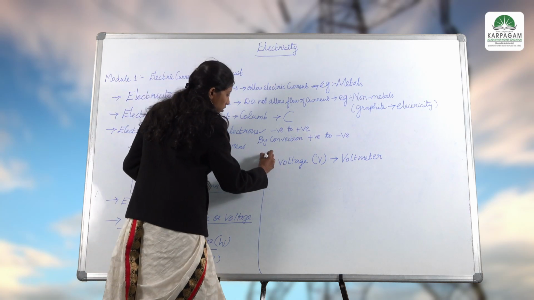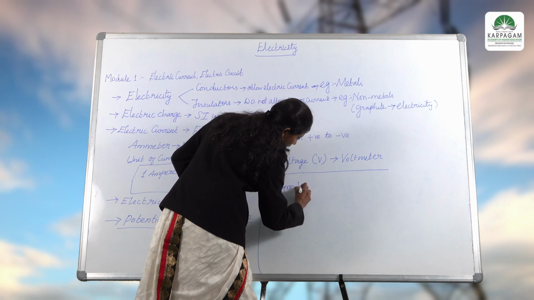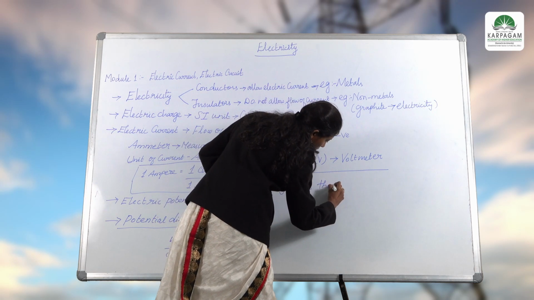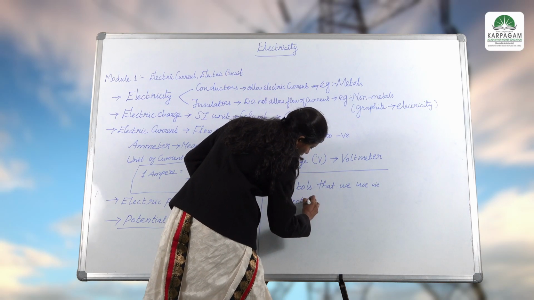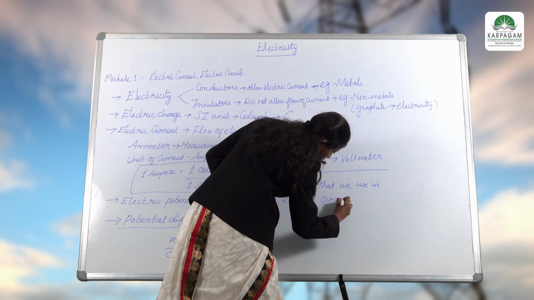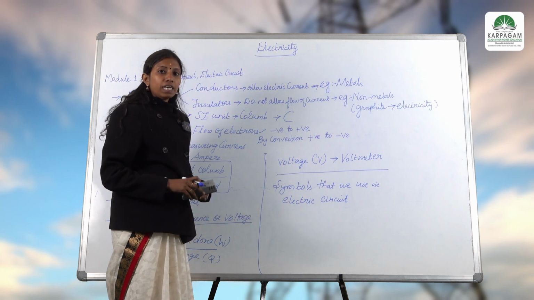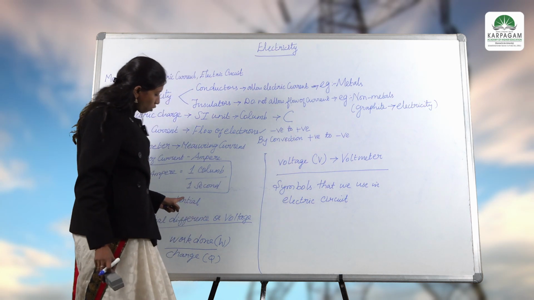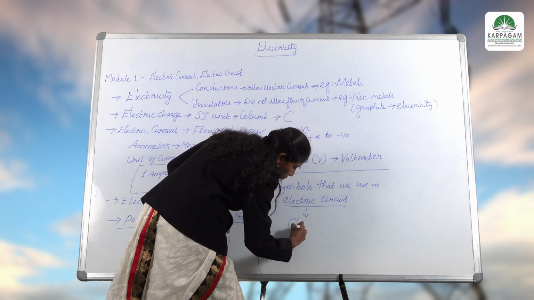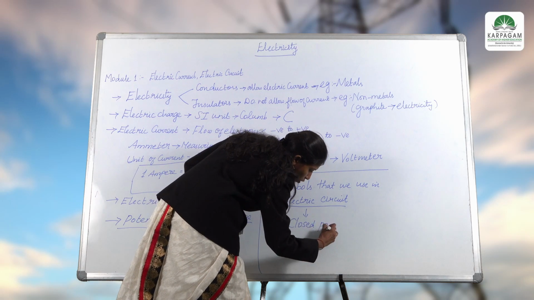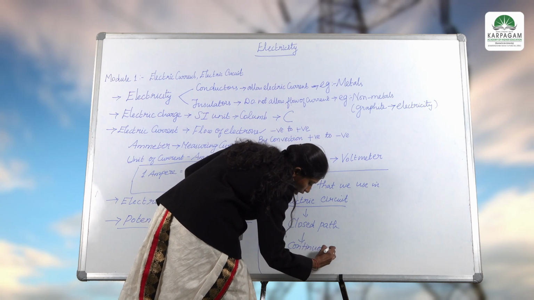Okay. So the last thing is symbols that we use in electric circuit. Before going to the symbols, let me tell you what an electric circuit is. It is a closed path where continuous flow of electric current takes place. So electric circuit is nothing but a closed path. Continuous flow of current will be there.